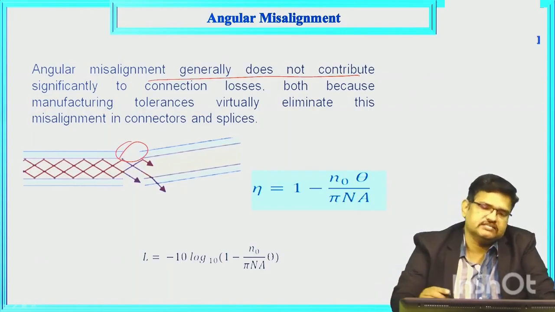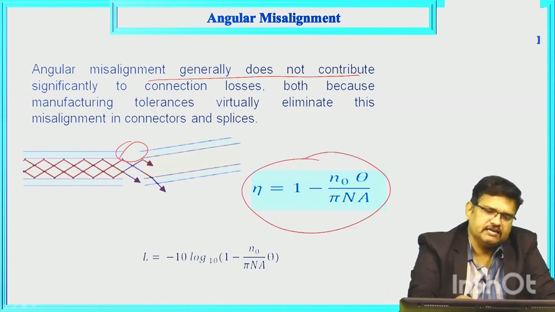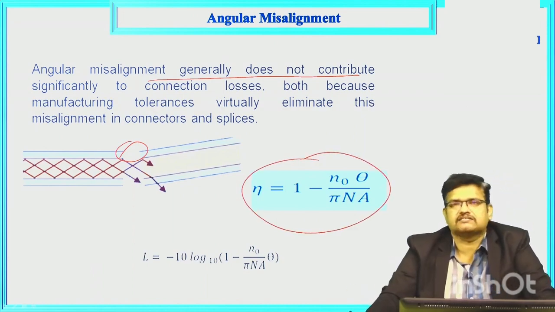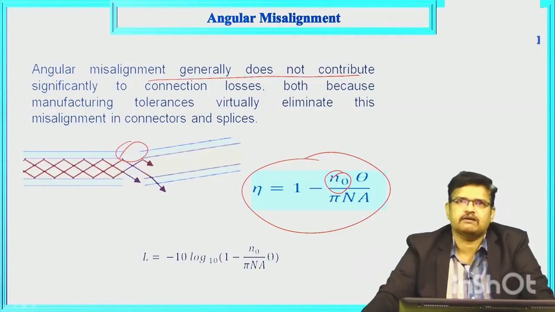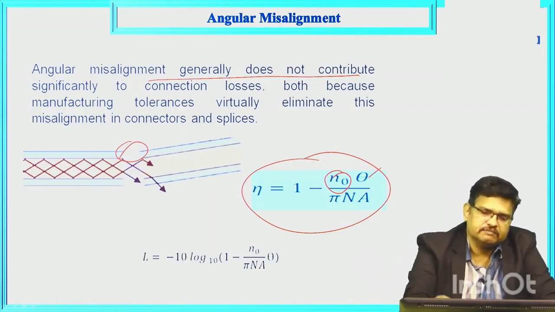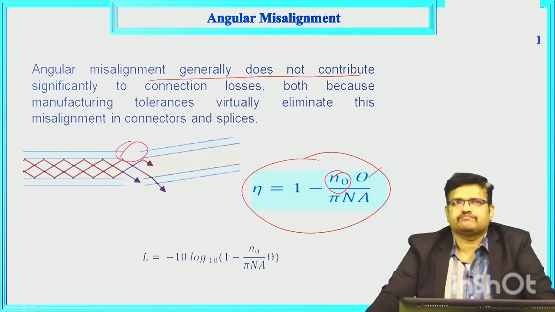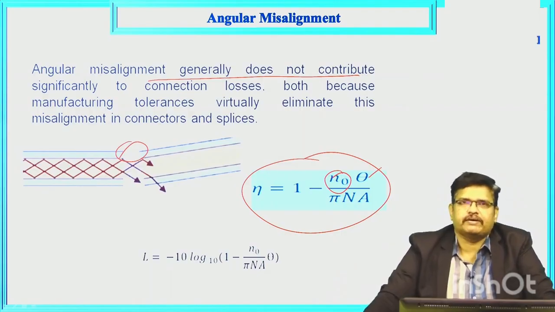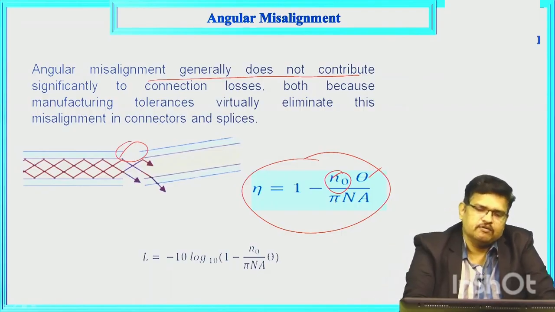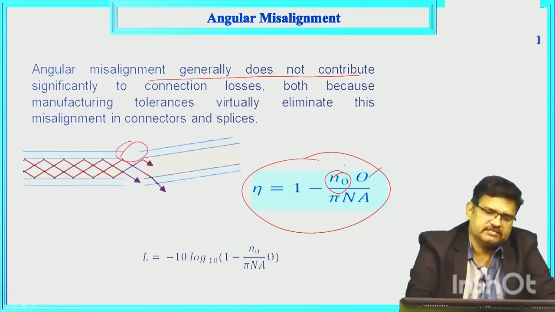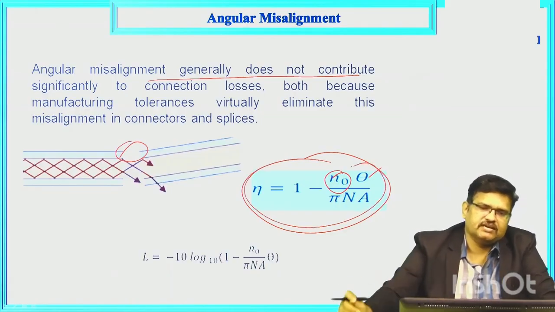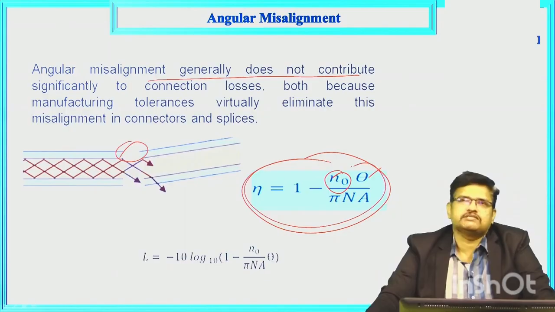Okay. So this efficiency may be calculated. Eta is equal to 1 minus, here also n naught is there, where n naught is the refractive index of the air medium, theta is the angle between the two fibers, divided by pi into NA. So by using this efficiency formula we can calculate the angular misalignment losses.